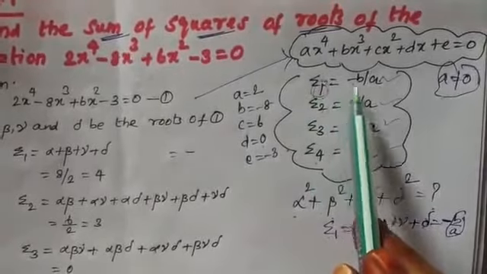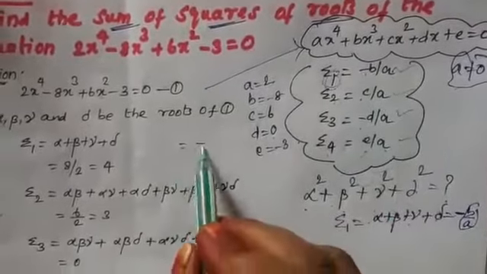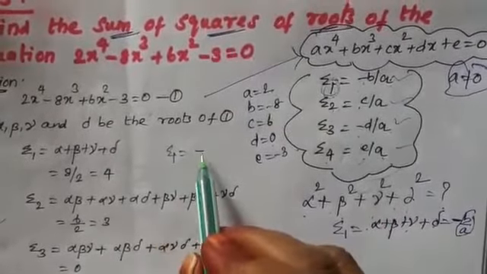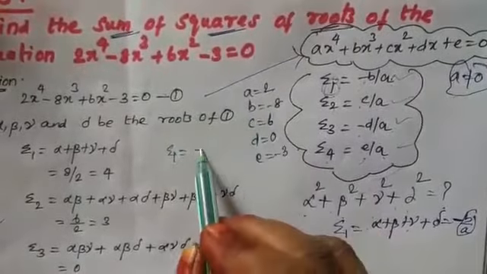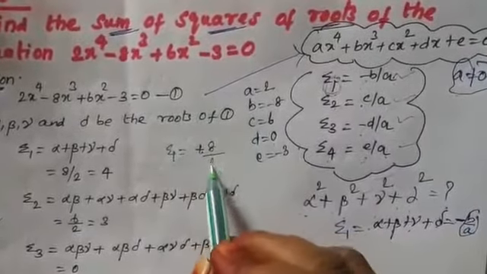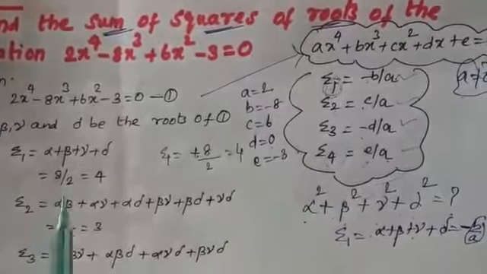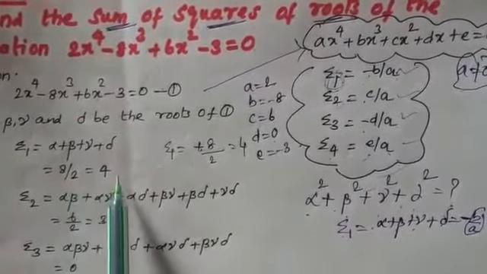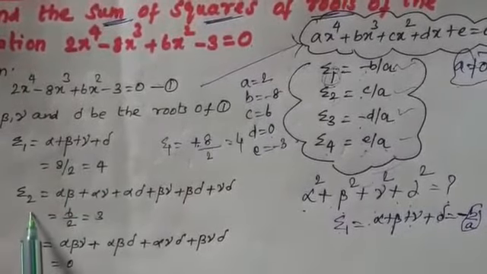Now what is sigma 1? Sigma 1 is equal to minus b by a. So minus b, b is already negative, so plus 8 by a. What is a? 2. So 8 by 2 is 4. So I have written 8 by 2 is equal to 4. Okay, good. The next, what is sigma 2?